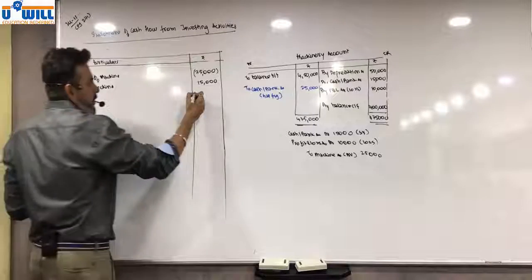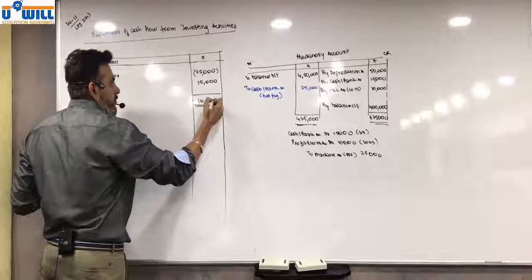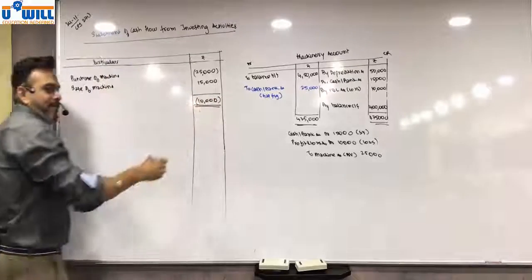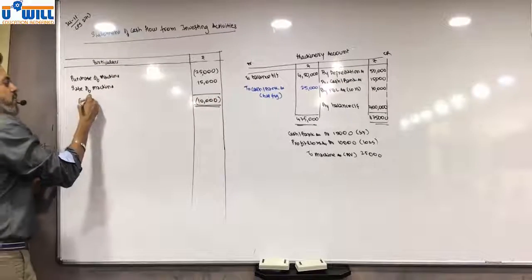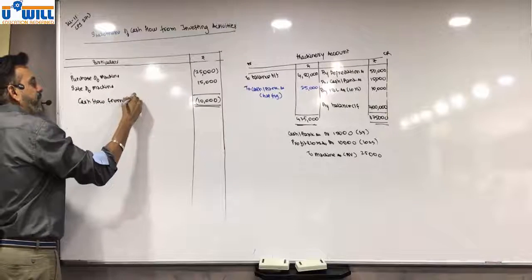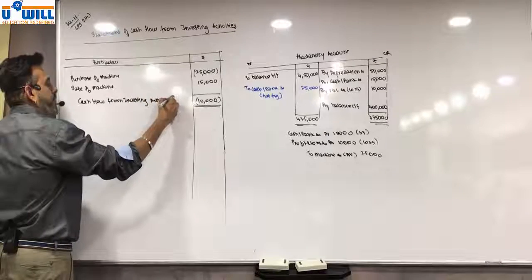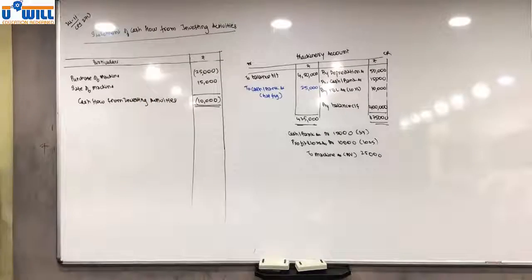Now close it. You get 4 marks for this. Cash flow from investing activities. No doubt. Okay.